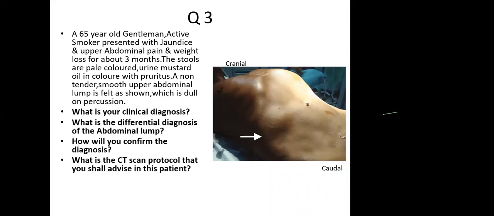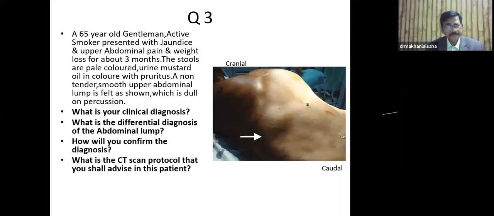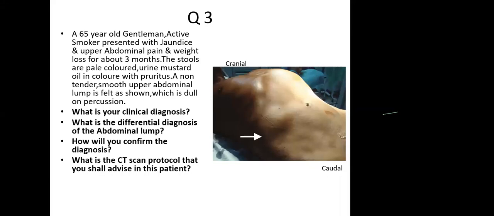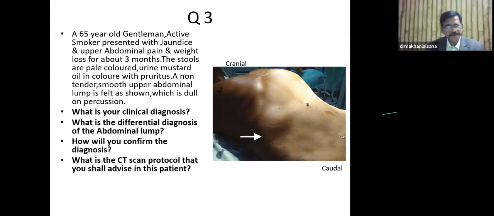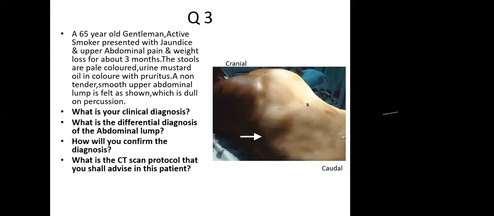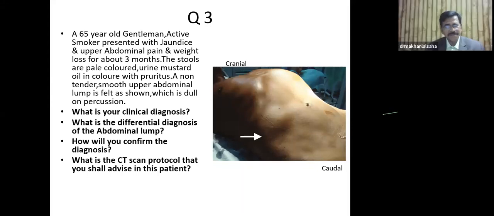Now, how will you confirm the diagnosis? The triple phase contrast CT abdomen, sir. No, don't jump. First, you confirm the diagnosis of obstructive jaundice. How do you do that? First, biochemical investigations, total bilirubin, and look for elevation in the liver function test. One answer straightaway: liver function test to confirm obstructive jaundice.